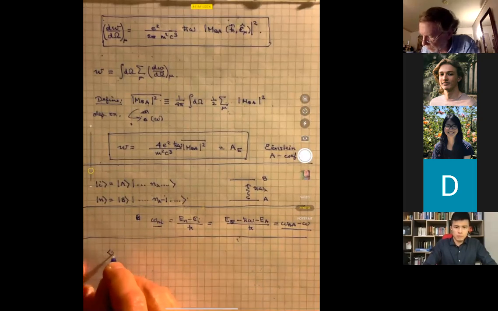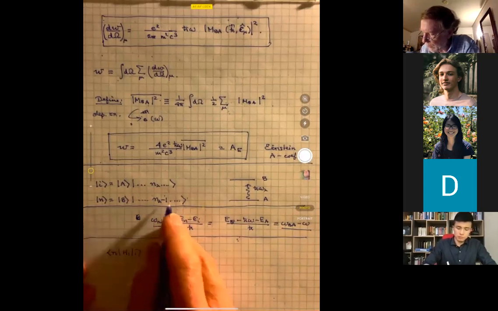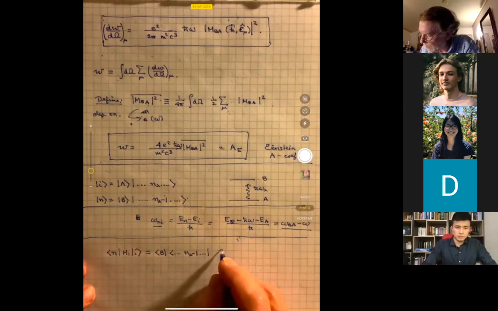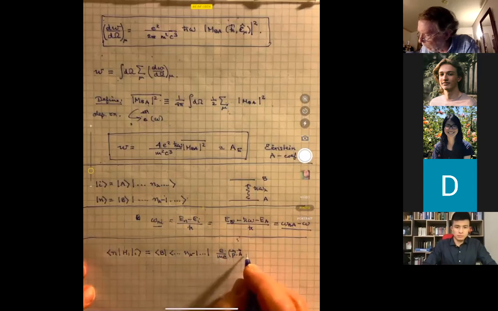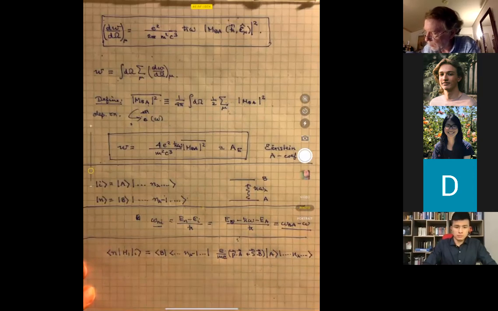Now, what about the matrix elements of H1I? The final state, to write it out as a bra, now is going to be B here, with photon modes n with one less photon in mode lambda. That's the n bra. H1 is e over mc times p dot A plus s dot B as before. And then we get atomic state A, and then a state of the field with lots of photons in lambda like that.